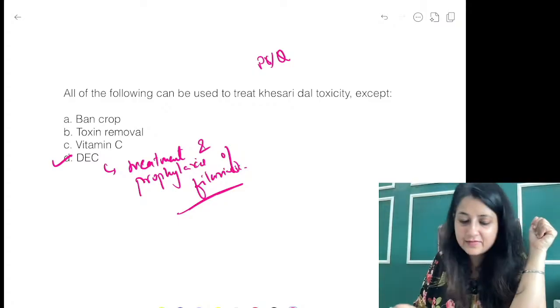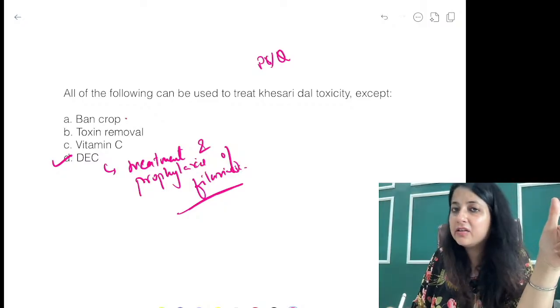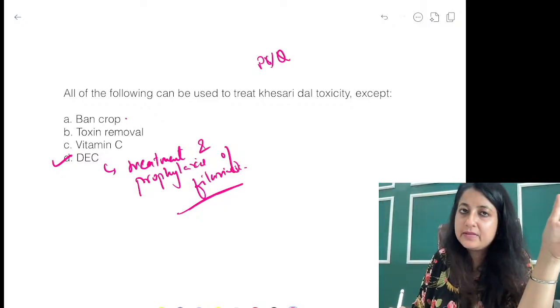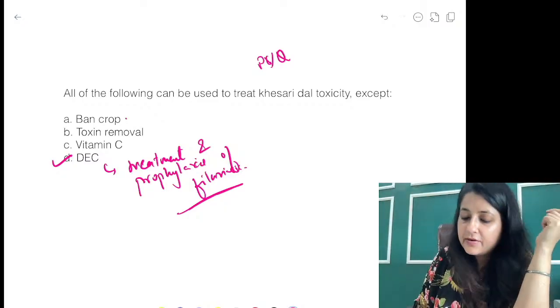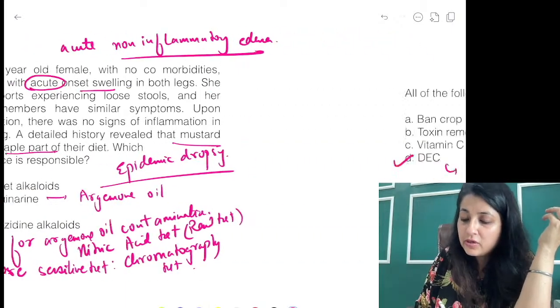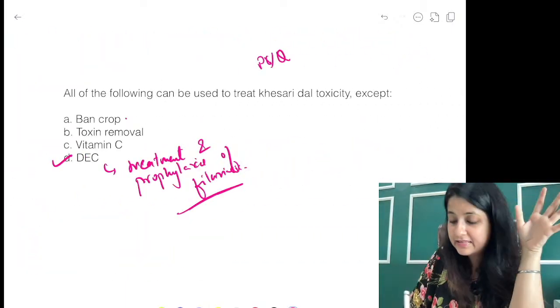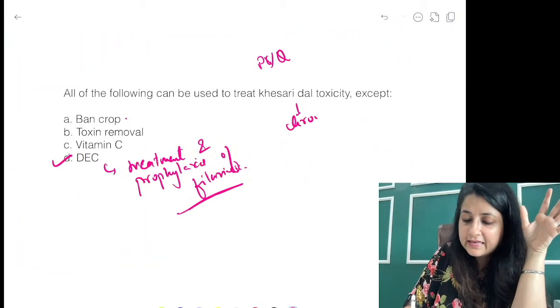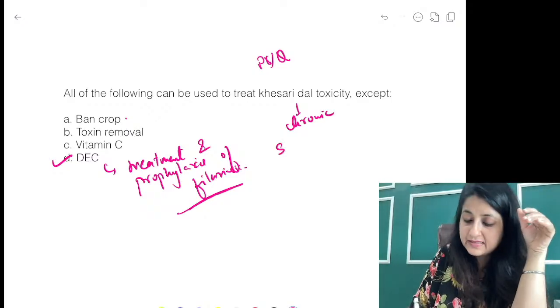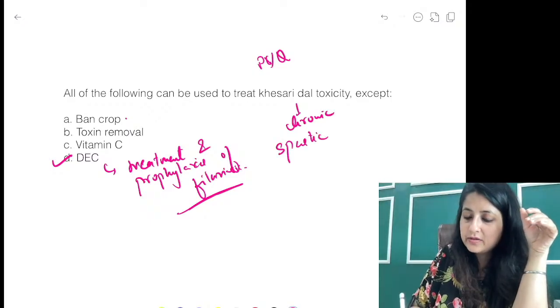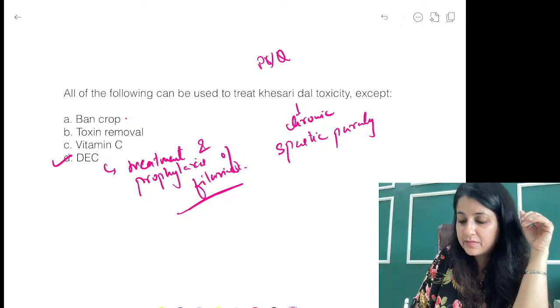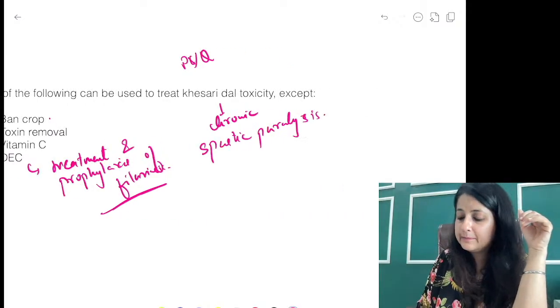Now what is the answer over here? We ban the crop, toxin removal, vitamin C. Kesari dal toxicity, neurolathyrism. Neurolathyrism is chronic, with gradual onset of spastic paralysis, not flaccid. And please remember, osteolathyrism is not reported in humans.